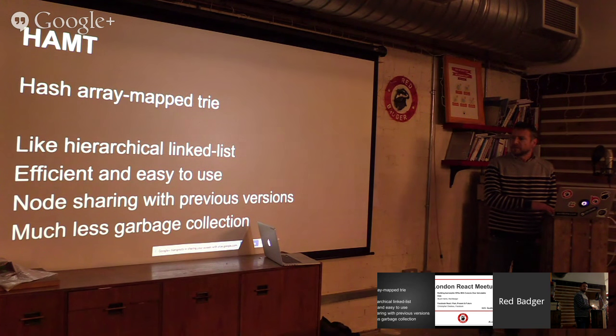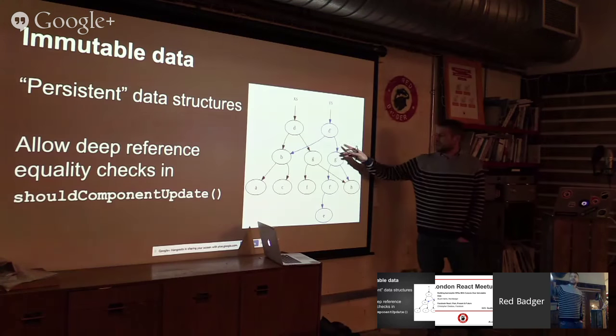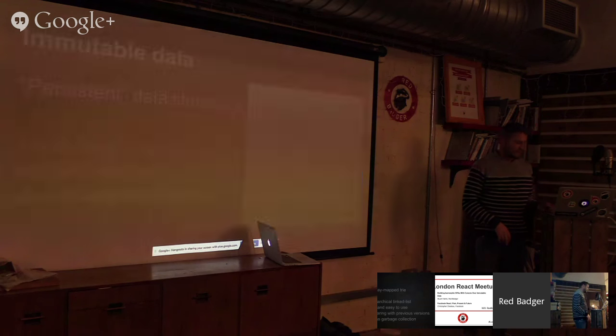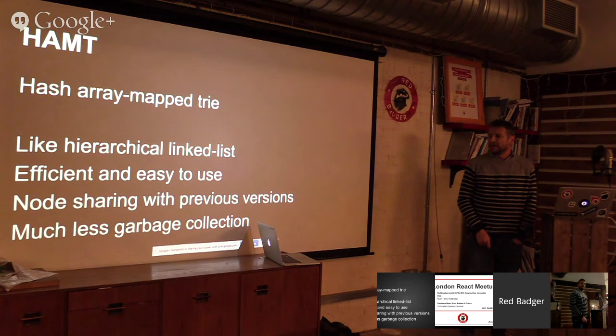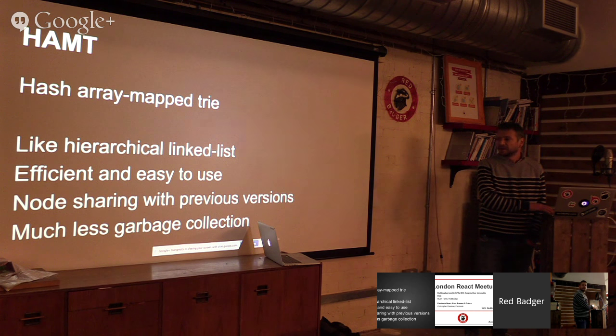So most immutable data is based around these hash array mapped trees, which I've lost a diagram from here. That's a real shame. They're like a hierarchical linked list, and really easy to use. You don't have to even think about how it's constructed under the covers. But it shares nodes all the way through. So in that diagram, this is exactly what happens, and the nodes get shared, and you don't have anywhere near as much garbage collection as you would expect if you had a complete new copy of the object every time.